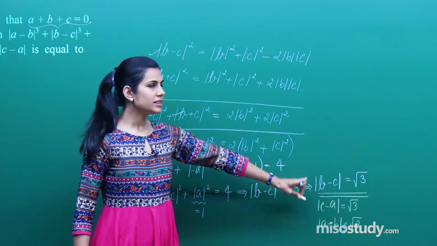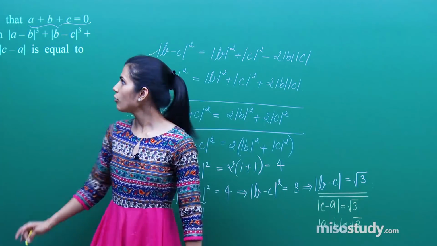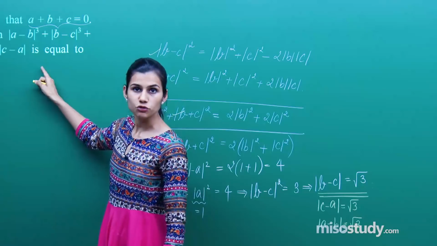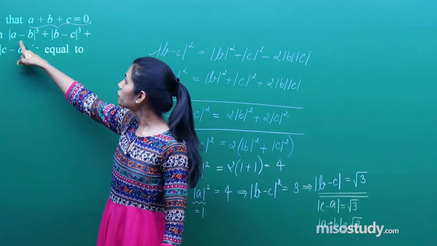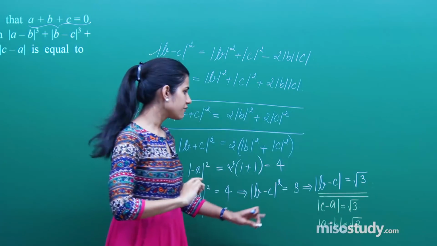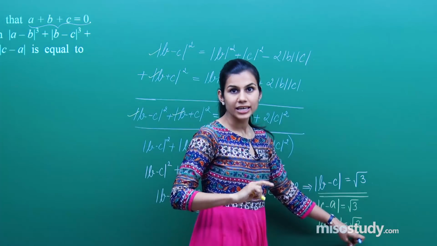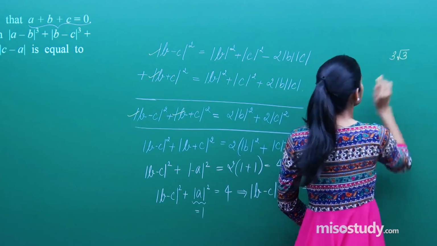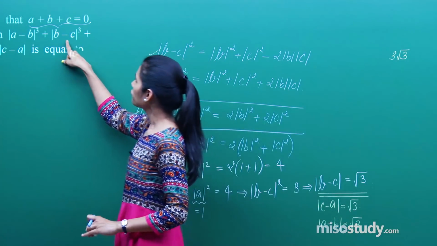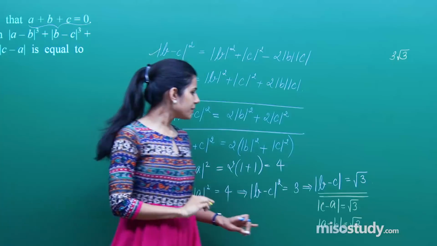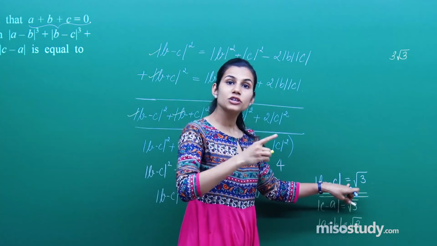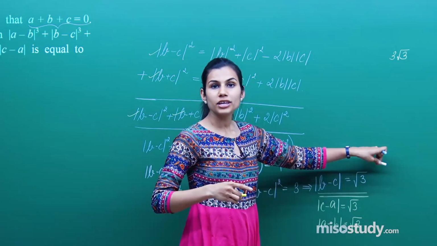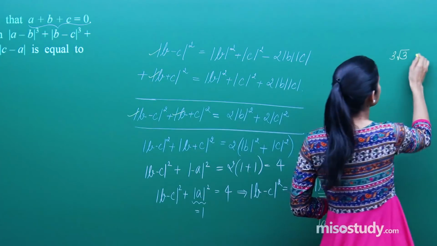Having obtained all these 3 expressions, I am now going to talk about what I need to find. I want mod of A minus B whole cube. If mod of A minus B is root 3, its cube is 3 root 3. Then what is mod of B minus C whole cube? Mod of B minus C is root 3, so its cube is cube of root 3, which is 3 root 3.